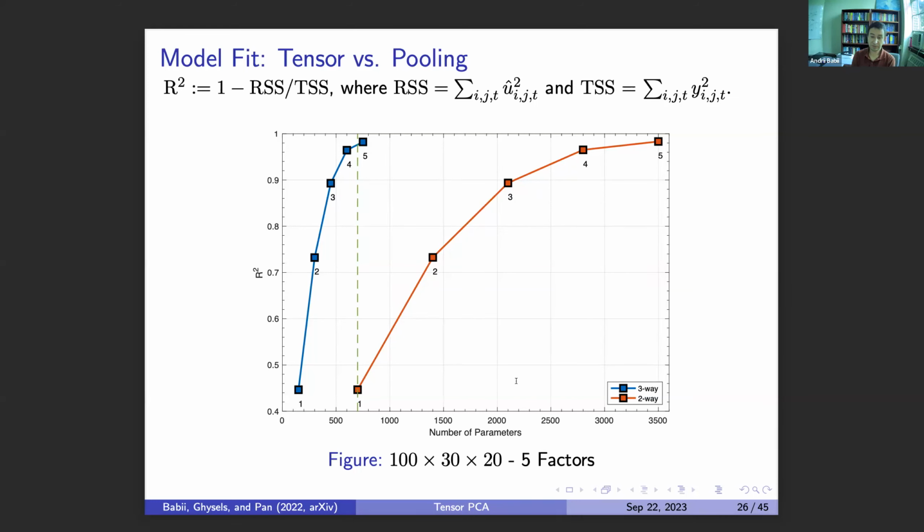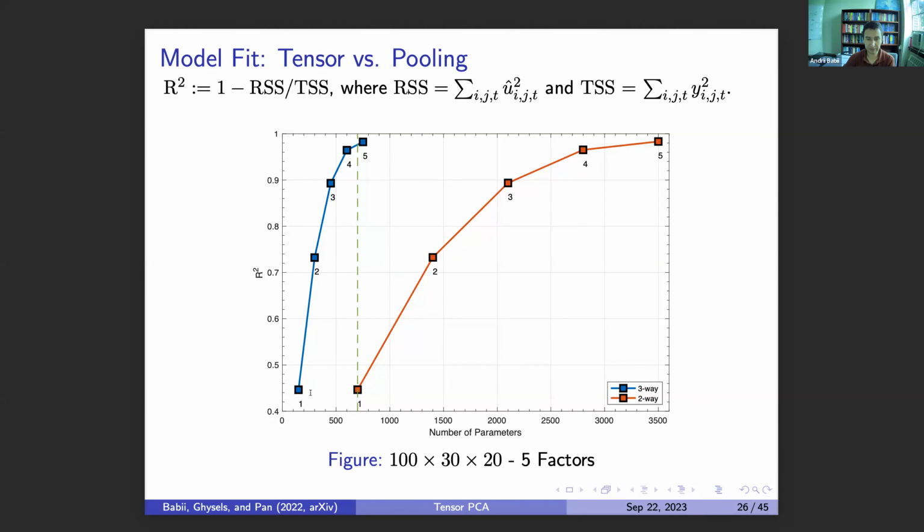So with naive pooling, we have just one factor corresponding to this number of parameters, and we get R squared, which is 0.45. While in our case, for this fixed number of parameters, with a model with 5 factors, we are getting R squared, which is pretty close to 1.